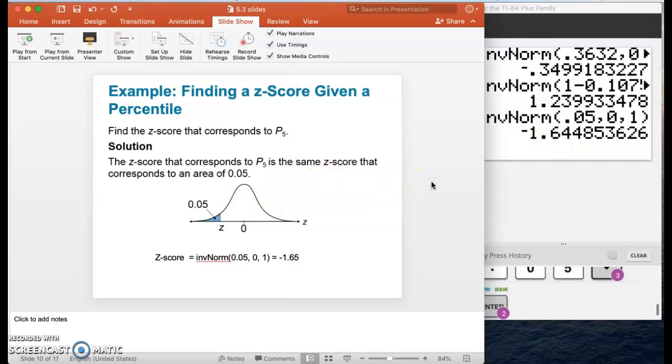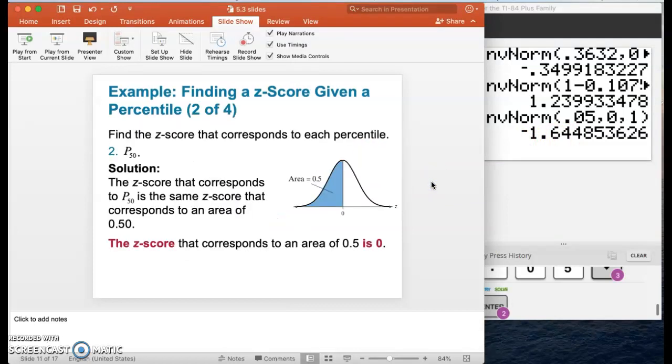Okay, let's go to the next example. Here we want to find the z-score that corresponds to p sub 50, or the 50th percentile. That means we want to find the z-score that has half of its area, or 0.5 area, to the left. So you can see it's shaded in blue. The area is 0.5, or 50%. Since half of the curve is shaded, that corresponds to a z-score of 0.